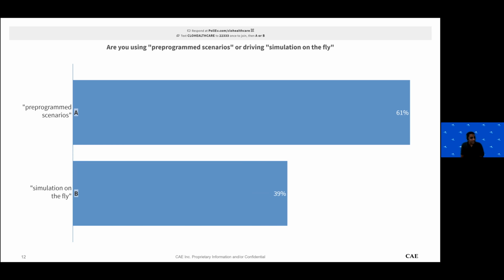So I think we're seeing that it's almost a balance. It's interesting. I'm seeing a lot of folks in the both category and then the pre-programmed as well, right? So certainly interesting to see that. So awesome. Thank you. We'll continue to head down this way.